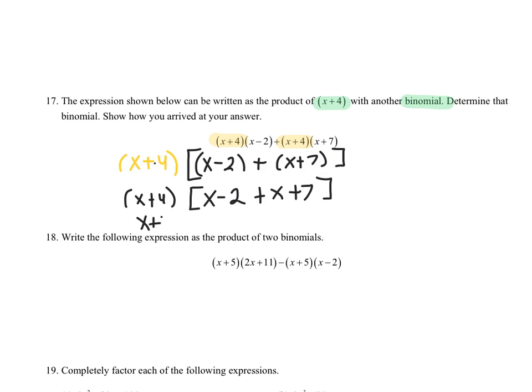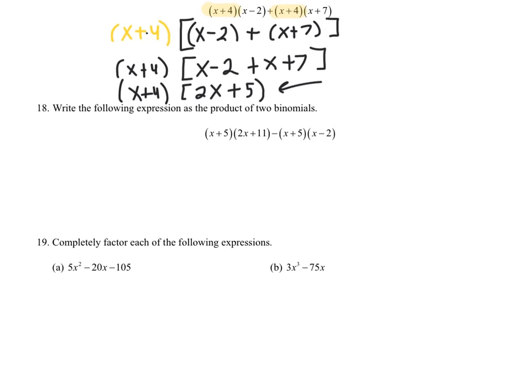Now combining like terms, I'm going to get 2x plus 5. Now it said write it with the product of x plus 4 with another binomial, and that's my final answer. Some people do FOIL after this. That would go back to the original problem and just make it more messy. Let's move on to the next question.